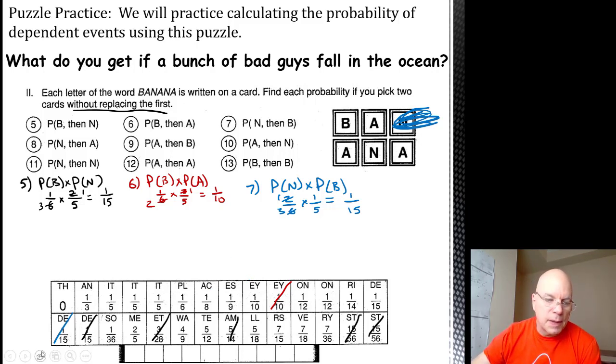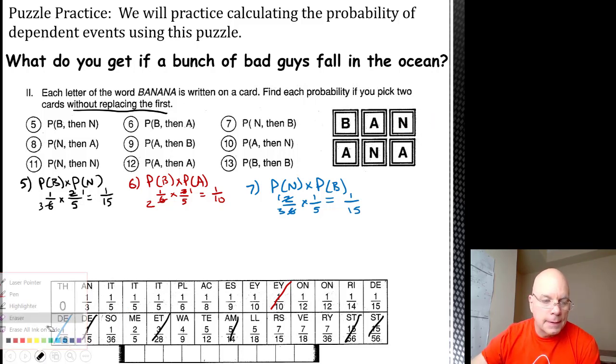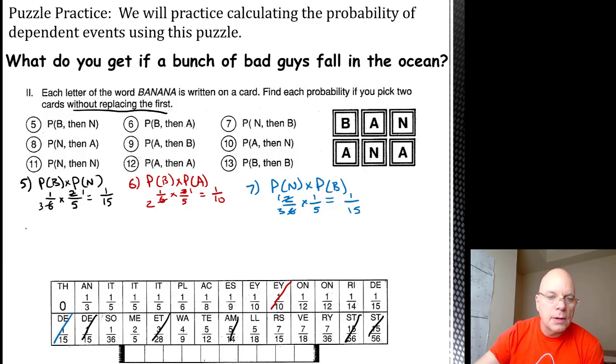Alright, I'm going to erase my thumb. All you have to do is lift up yours. And let's look at number 8. Probability of N multiplied by the probability of A after N. The probability of an N is 2 out of 6, so 2/6.